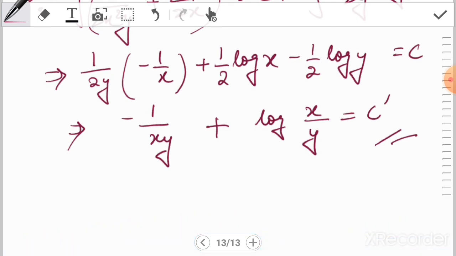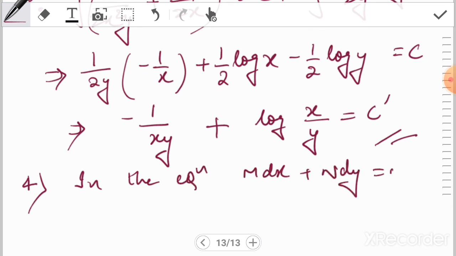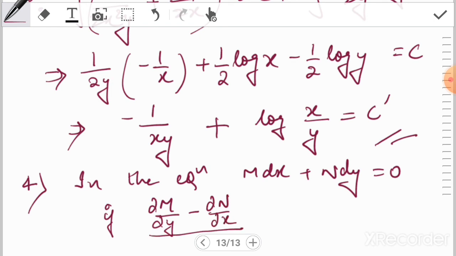Now the next type is, in the equation M dx plus N dy, which is obviously not exact, if (del M by del y minus del N by del x) whole divided by N is a function of x only, say f(x), then the integrating factor is e to the power integral of f(x) dx.